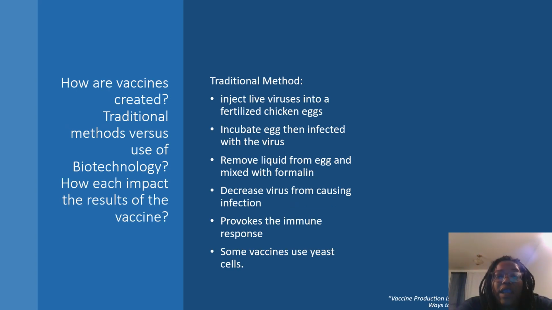How are vaccines created in a traditional method? It first injects live viruses into a fertilized egg. The incubated egg is then infected with a virus. Removing liquid from the egg and mixing it with formalin decreases the chances of infections. It provokes the immune response, therefore protecting against the virus. Some vaccines are not made in this format, but are made in yeast cells.